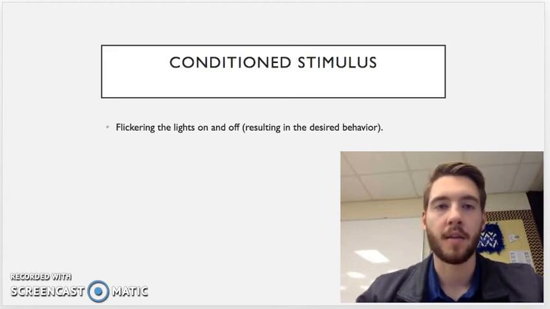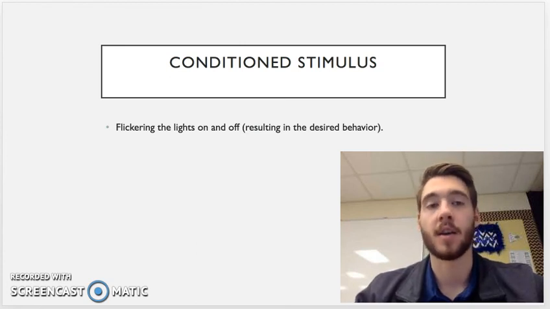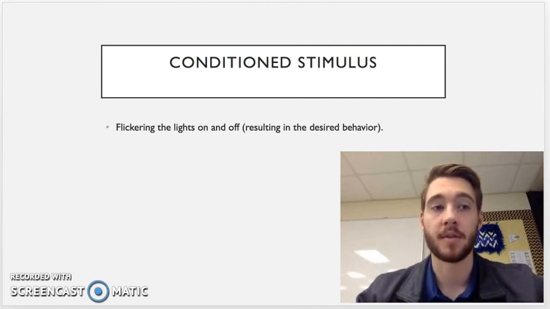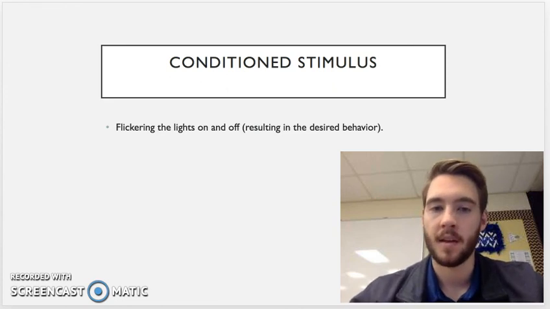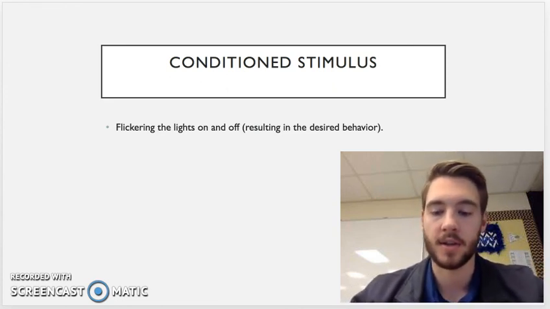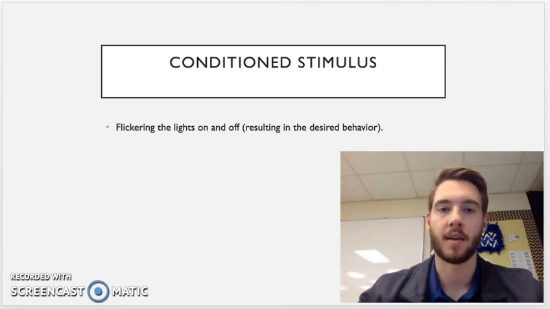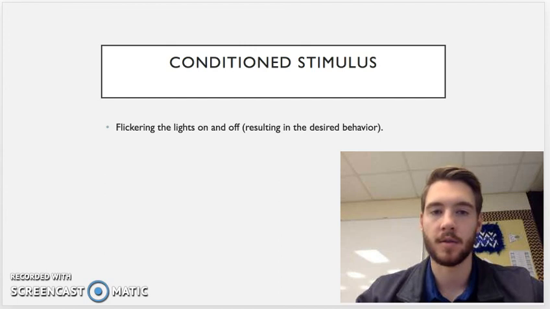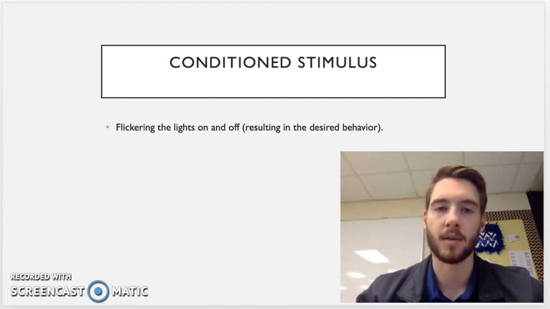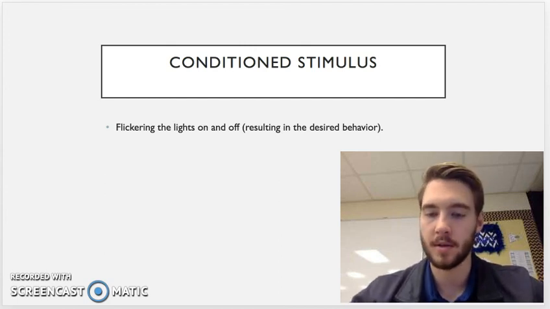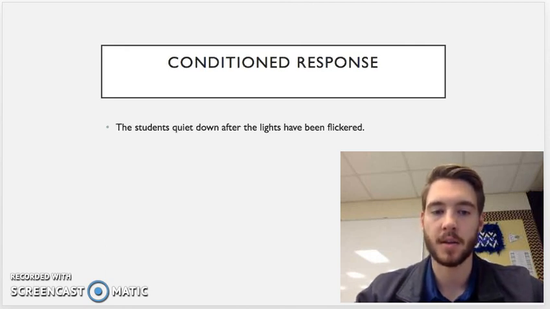Now, if you pair the flickering of lights with letting them know, hey, you guys are way too loud, they will start to associate flickering lights with you telling them they're being too loud. And this would make the flickering lights a conditioned stimulus. Pairing the unconditioned stimulus with the neutral stimulus creates the conditioned stimulus. Then the conditioned response would be that the students quiet down after the lights have been flickered.